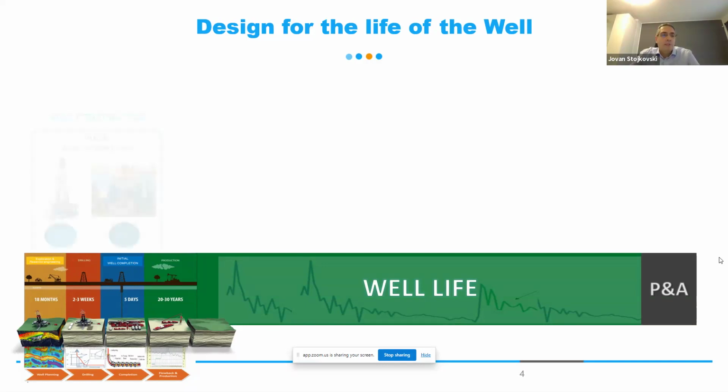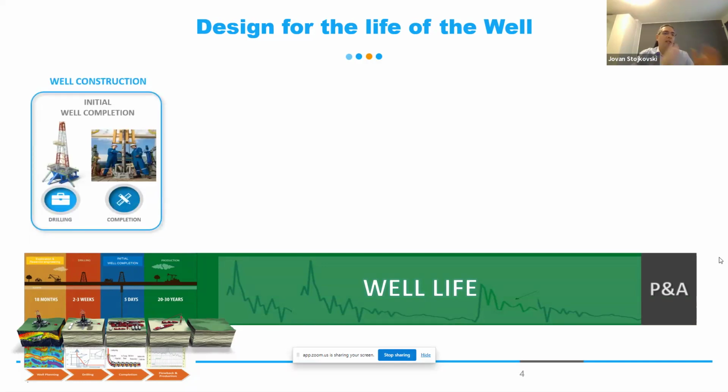So in the whole well life, as I mentioned, we have the well construction phase, where we, as completion engineers, are focused on delivering together with other stakeholders, the drilling engineer, reservoir and production engineers, to build the well which will produce for many years.